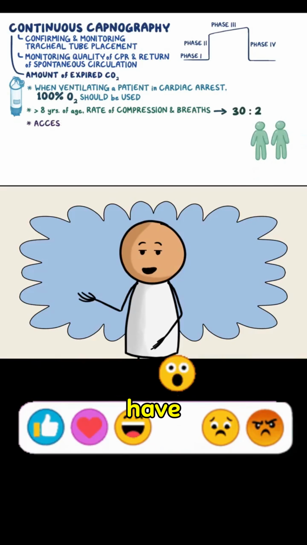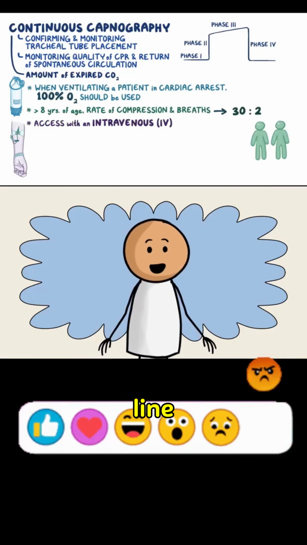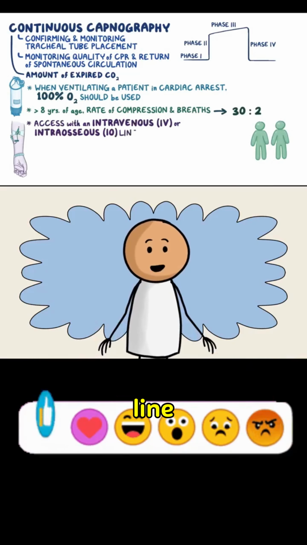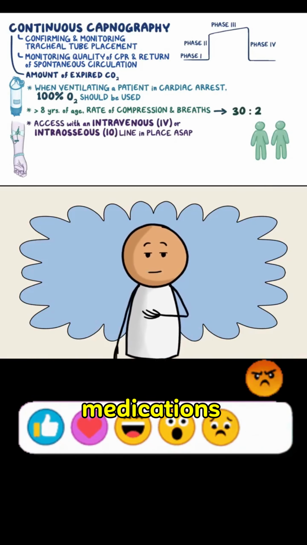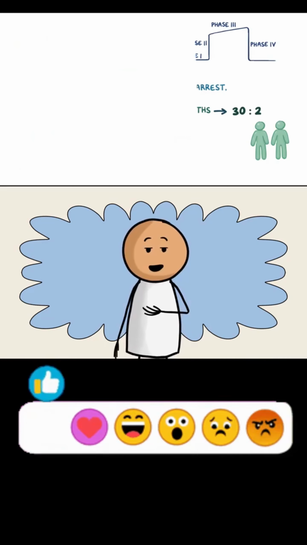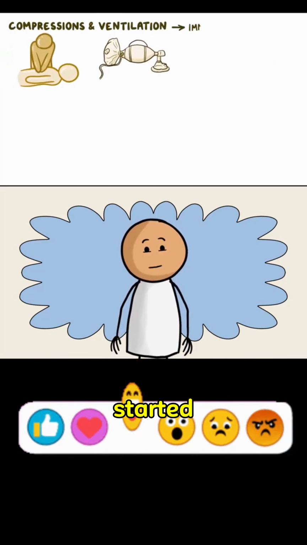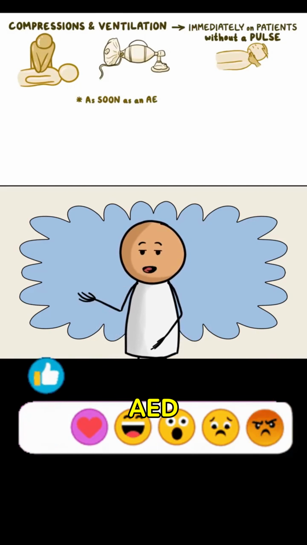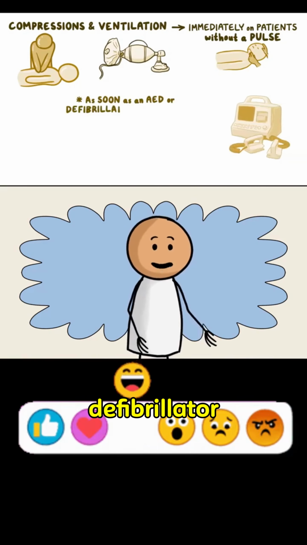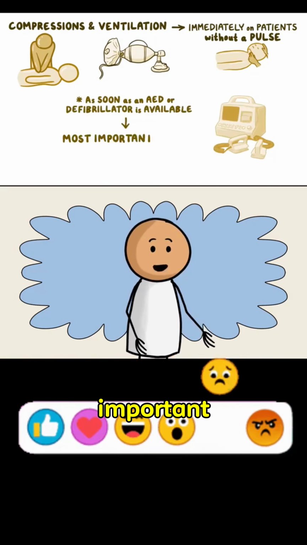Finally, it's important to have access with an intravenous (IV) line or intraosseous (IO) line in place as soon as possible so that it's ready in case you need to start giving medications. Compressions and ventilation are started immediately on patients without a pulse. However, as soon as an AED or cardiac monitor or defibrillator is available, using it becomes the most important step.